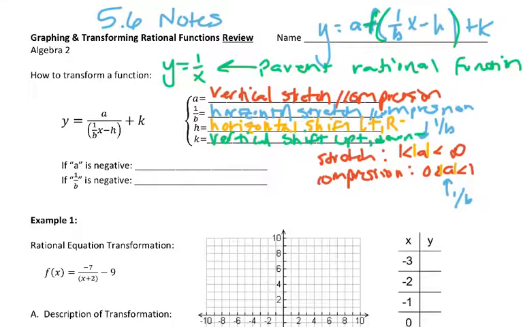From there we have if a is a negative or if b is a negative. And so if a is a negative, we're actually going to flip this across the x-axis. And then we're going to flip across the y-axis if 1 over b is negative.